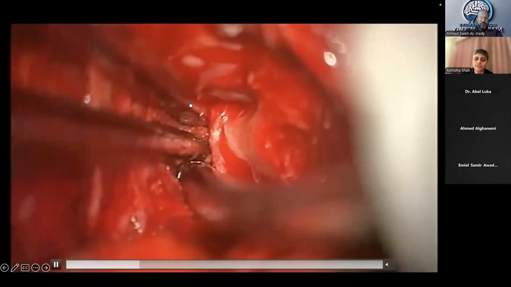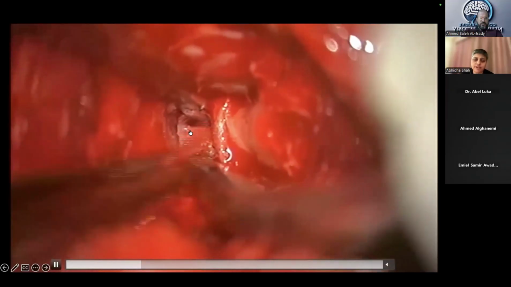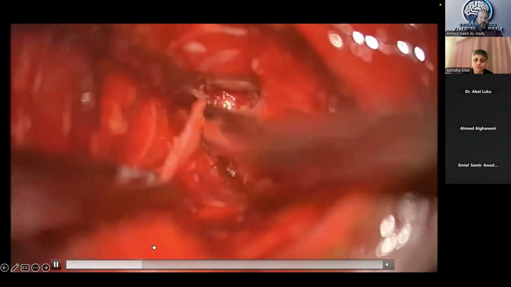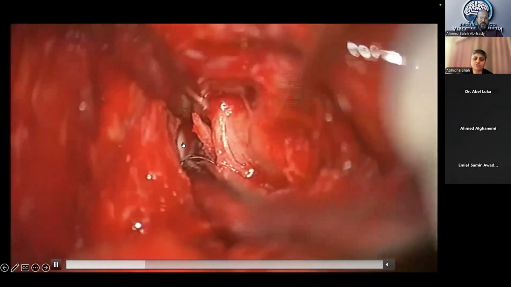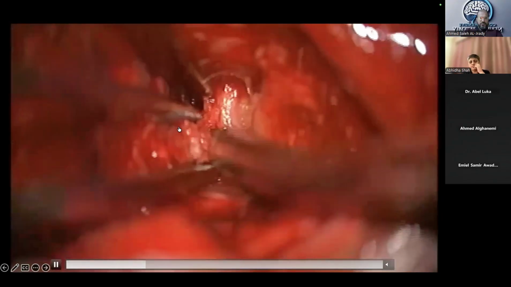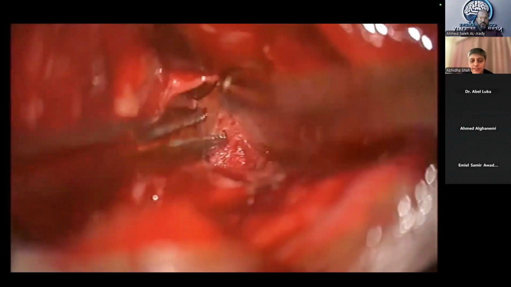So you can see I've opened the joint, I've denuded the cartilage. Now I'm inserting bone chips and then I will do the screw insertion. So once the bone chips are inserted, this is the region of C1 screw. So C1 screw, C1 is a large bone. So you have a lot of area to enter the C1 lateral mass.